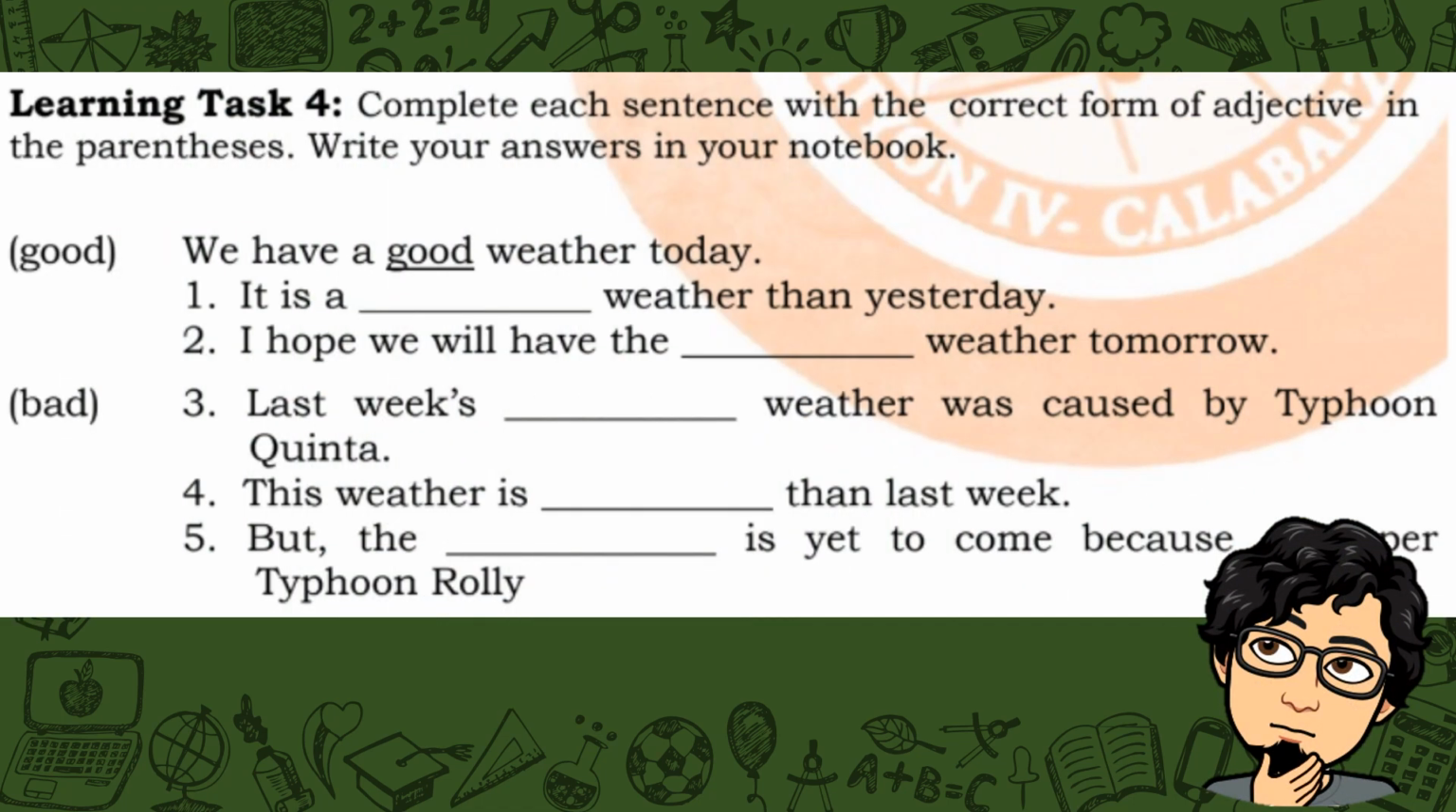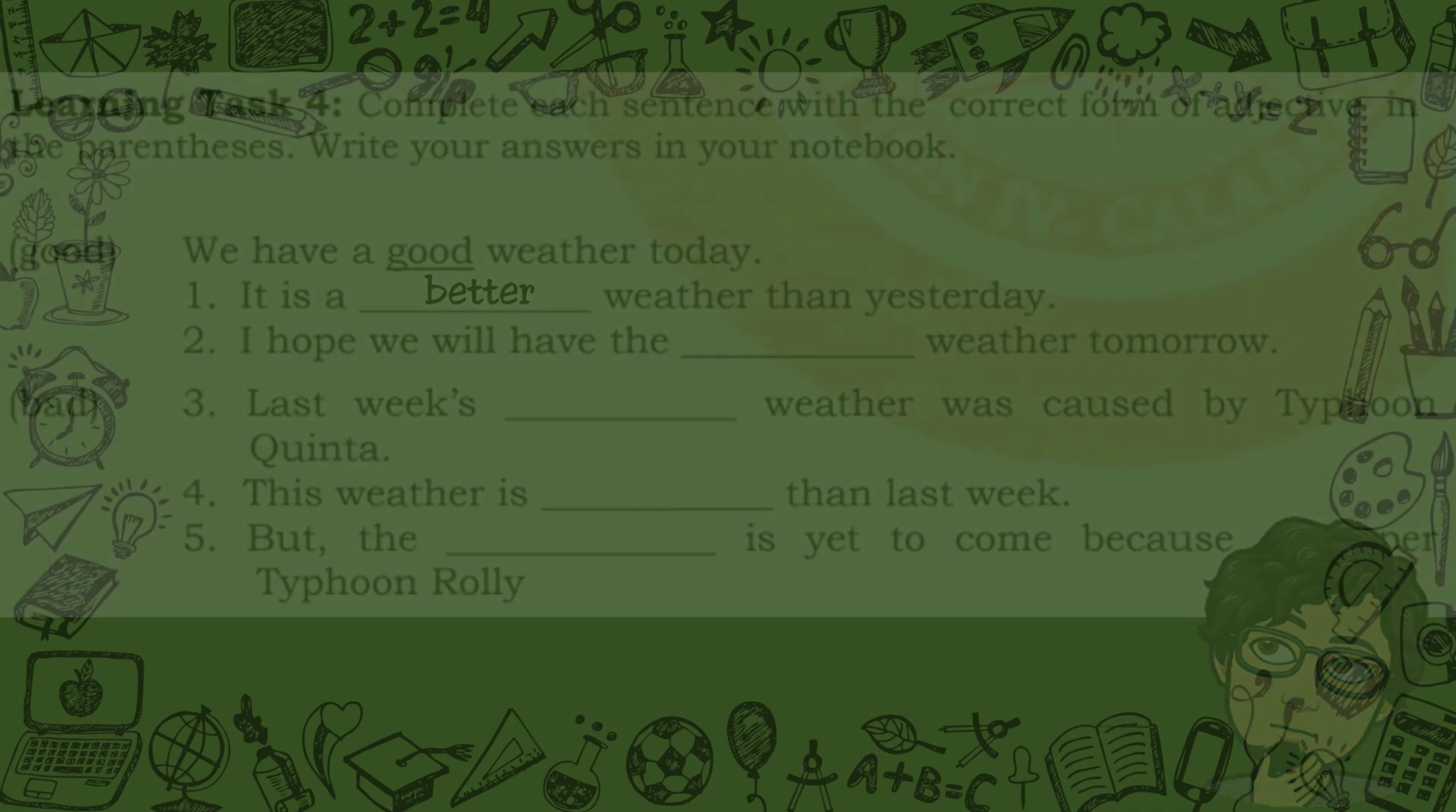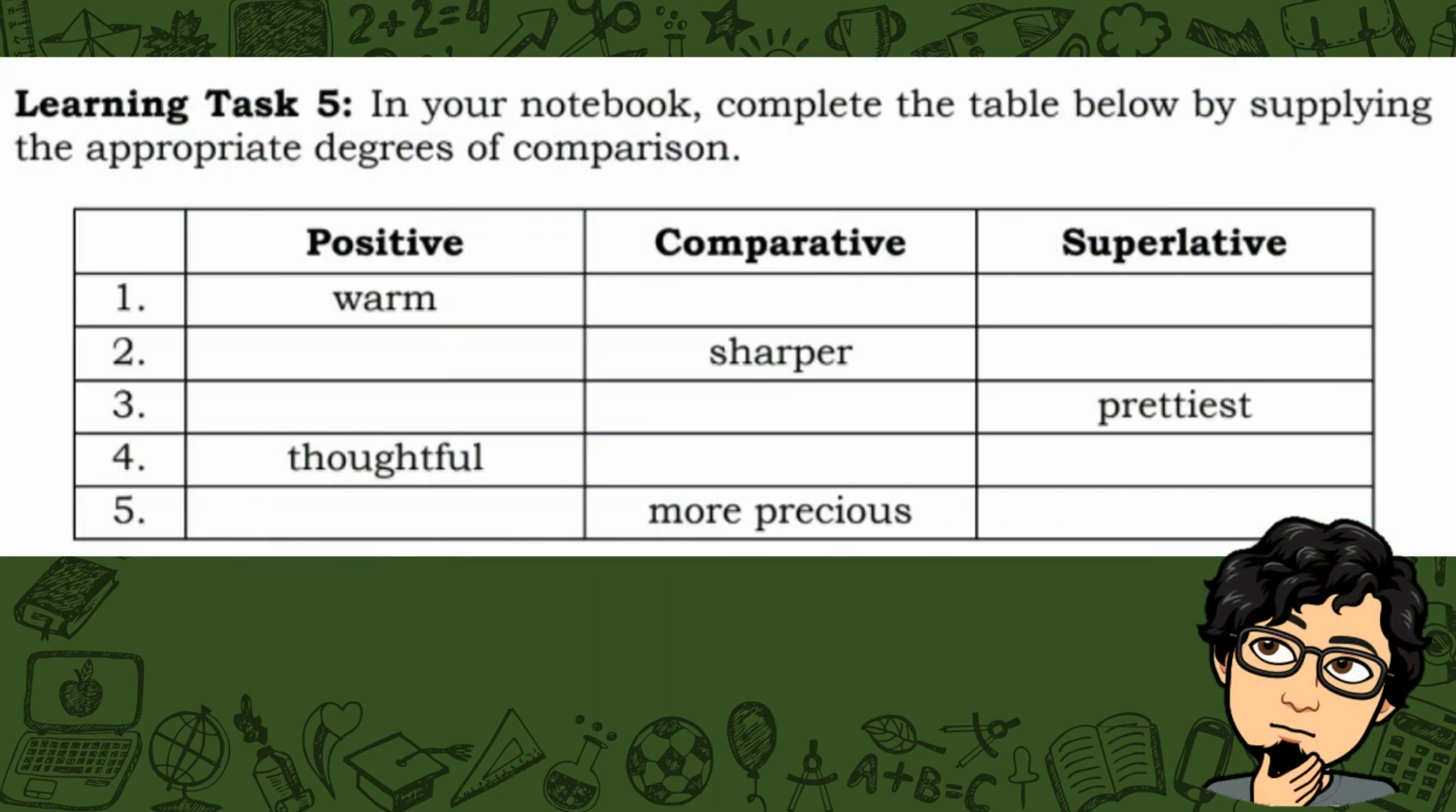Learning Task 4 on page 21. Complete each sentence with the correct form of adjective in the parentheses. For example, we have a good weather today. It is a blank weather than yesterday. We will use the word better. Learning Task 5 on page 21. Complete the table by supplying the appropriate degrees of comparison. For example, positive form, warm. Comparative form, warmer.